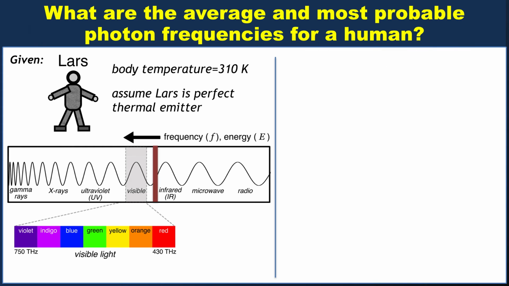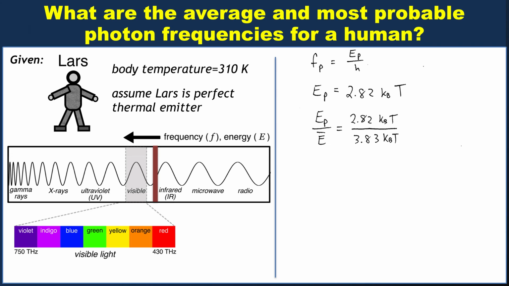Next step is to compute the most probable photon frequency. Well, Fp is just Ep over h, and we know from our lecture notes that Ep is 2.82 times kT. You could go through and put in the values for k and h again, or you could just take a ratio. Ep over E bar is just 2.82 divided by 3.83, the kTs will cancel, so that's kind of nice. We can just say that Ep is 0.7363 E bar. We know that the frequency at which the peak occurs is 0.7363 E bar over h.